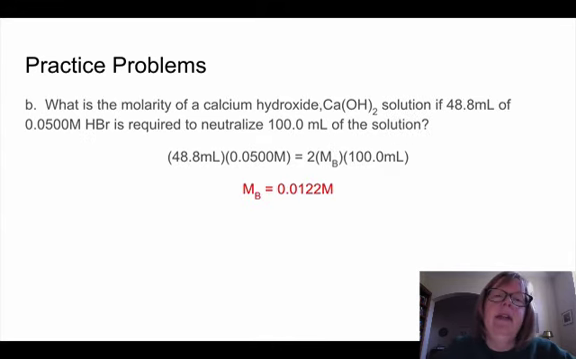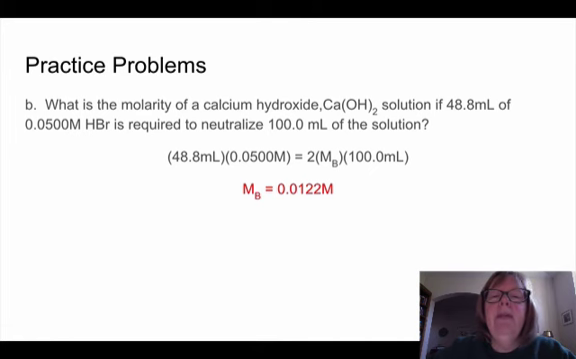So here's another practice problem. What is the molarity of calcium hydroxide? And there's the formula. Remember, you have 2 hydroxides because calcium is plus 2. If it takes 48.8 milliliters of 0.05 molar hydrobromic acid to neutralize 100 milliliters of that calcium hydroxide solution.